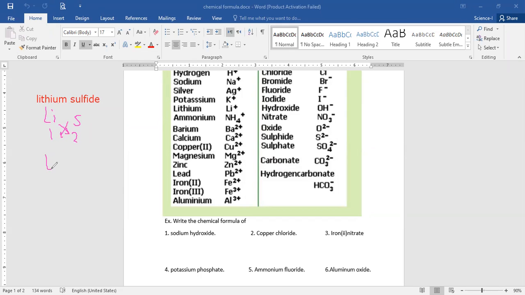So it will be Li2S. You get the idea? Mister, what about simplify? When do we simplify, for example, if we have 2 and 2? If the numbers could be simplified, could you simplify here? What is the number that I could divide by 2 and 1 at the same time?